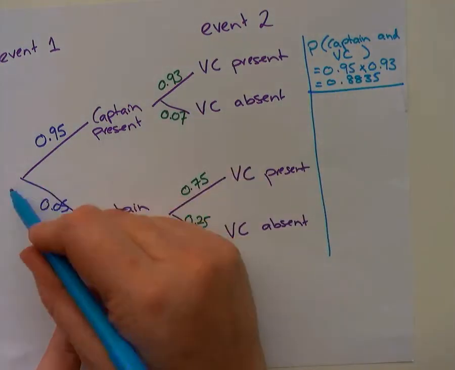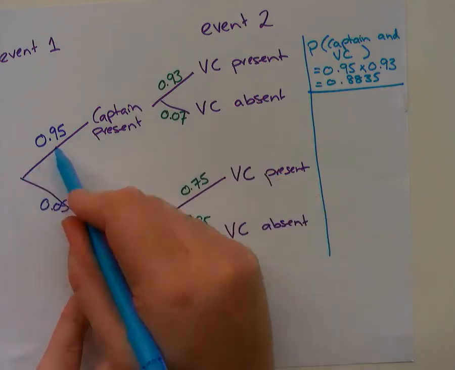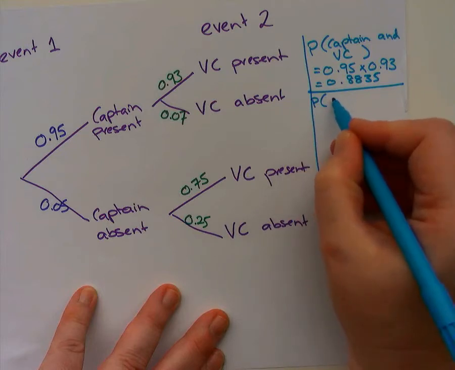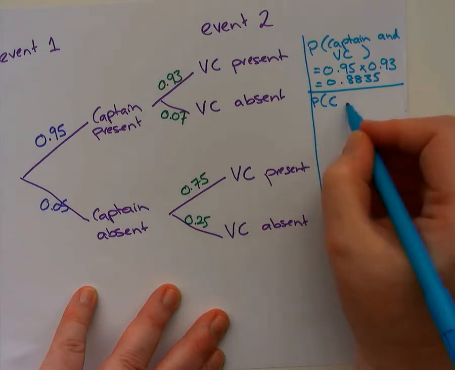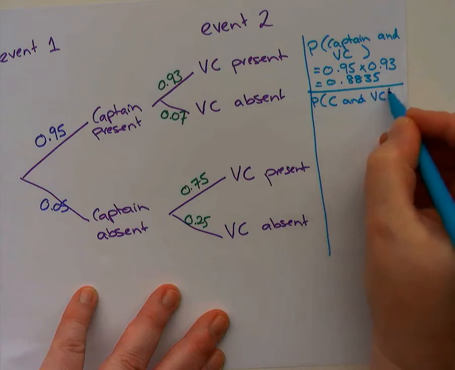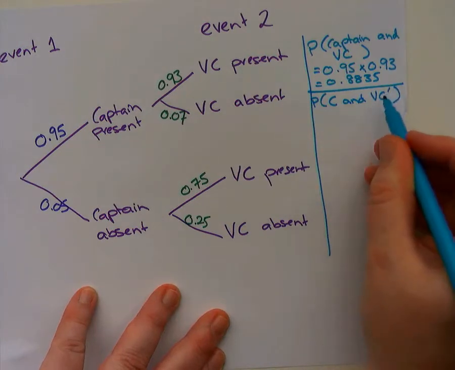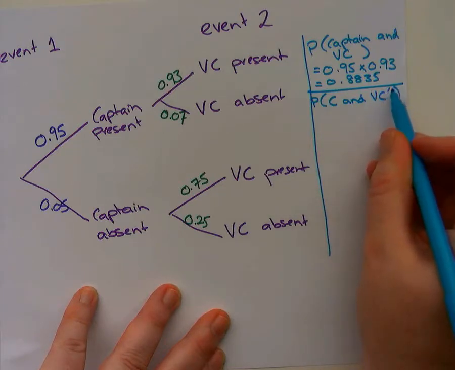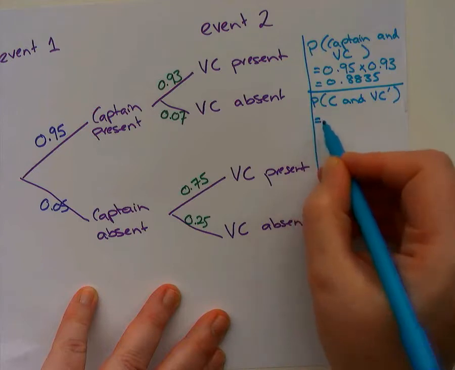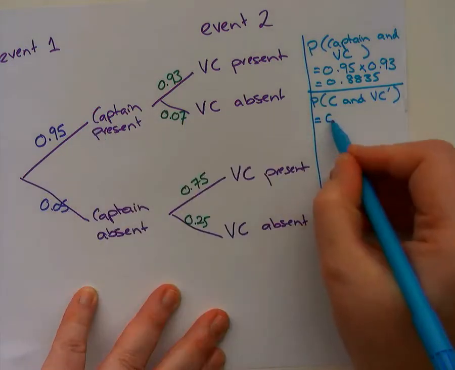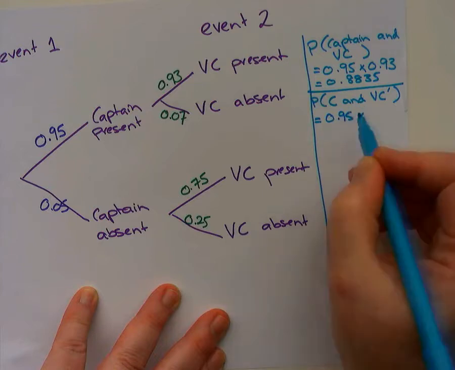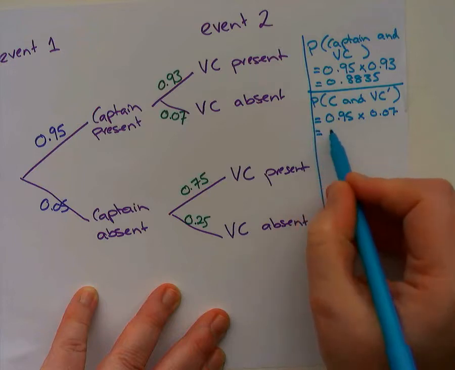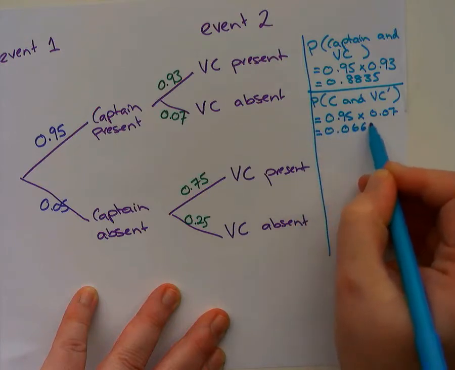Then I'm going to look at the next branches along the line. So I'm going to go captain being present and the vice captain being present. So now I want to know the probability of the captain being present and the vice captain, and I'm going to put a dash there because that dash means not. So the captain is there and the vice captain is not there. So that little dash is not. And that probability is along the branches of 0.95 and means times, and we're going down this branch, 0.07. And that gives a probability of 0.0665.